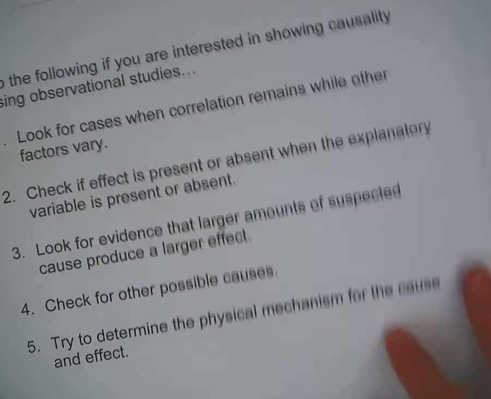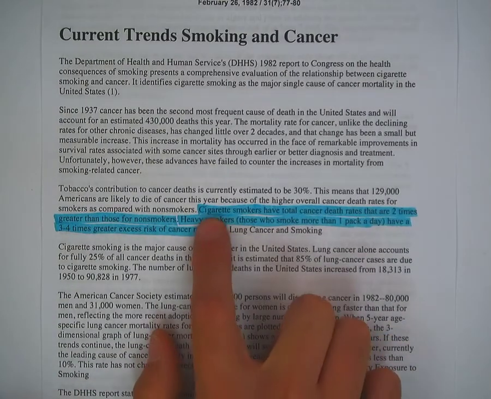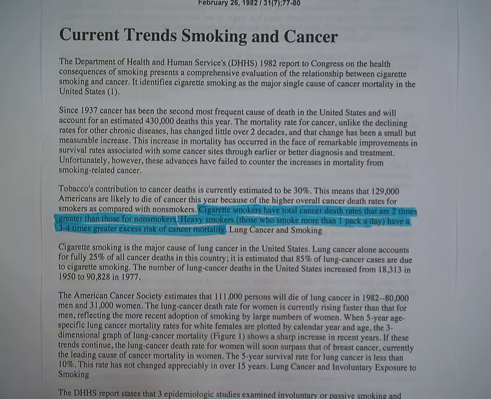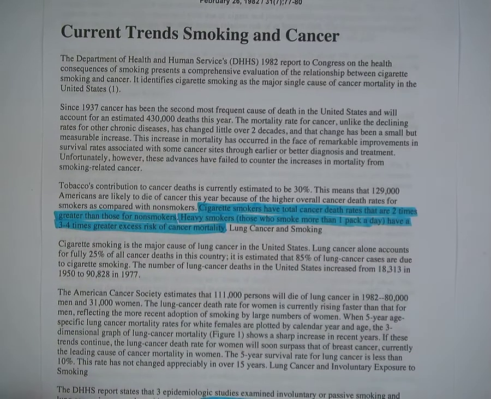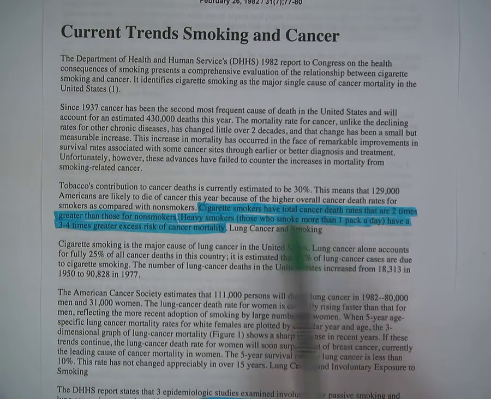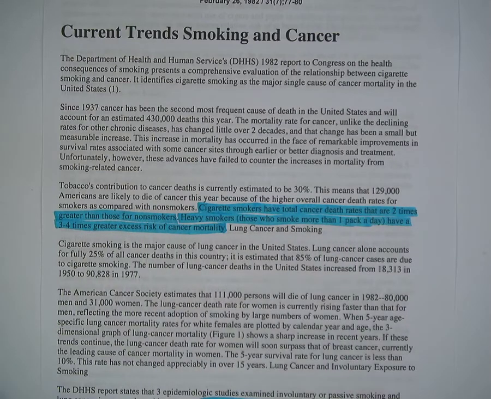2, check if the effect is present or absent when the explanatory variable is present or absent. We're going to look at that same article, but at a different portion, this first highlighted sentence. Cigarette smokers have total cancer death rates that are 2 times greater than those for non-smokers. So the effect is present when the explanatory variable is present. Smokers have higher cancer death rates than non-smokers, so I would say that's a good way of meeting that criteria.